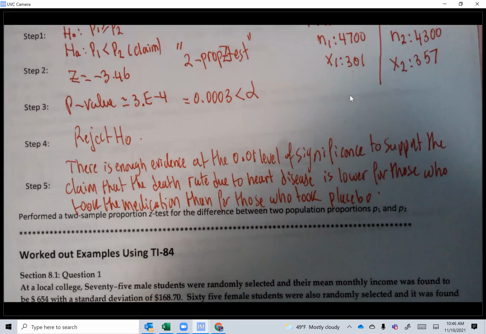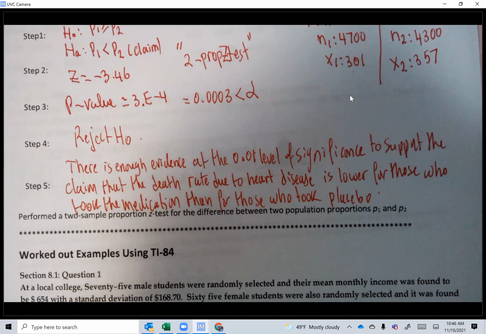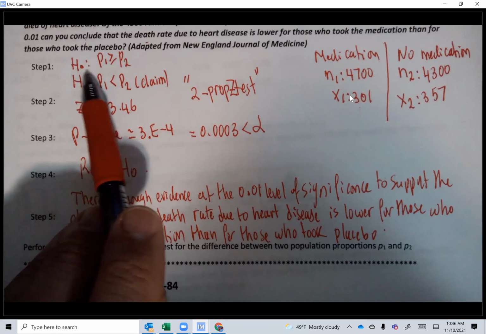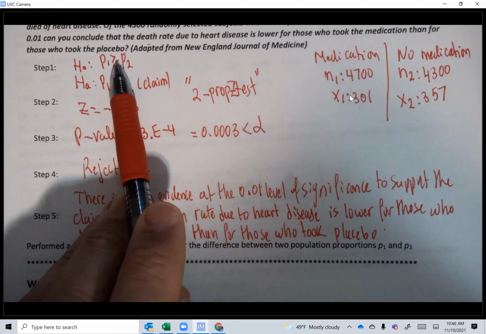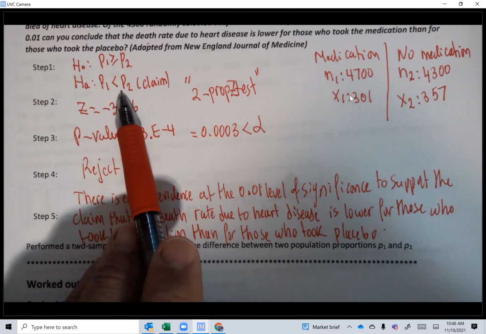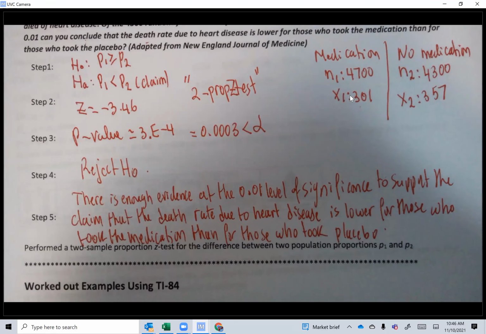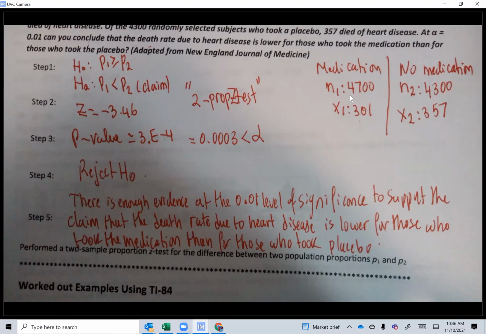If you cannot reject the null hypothesis, then the medication is not effective, because the null hypothesis says P1 could be equal to P2 or greater. So that means probably the medication is not effective. Here, the death rate is lower than the death rate for the ones who took the placebo. That means the medication is effective in lowering the death rate. Any questions here?